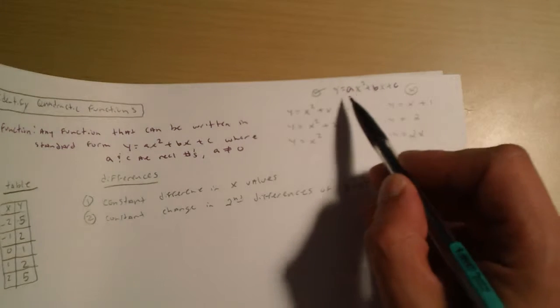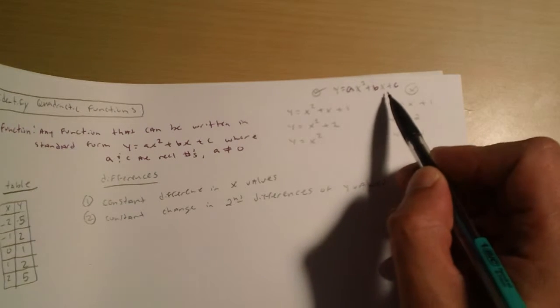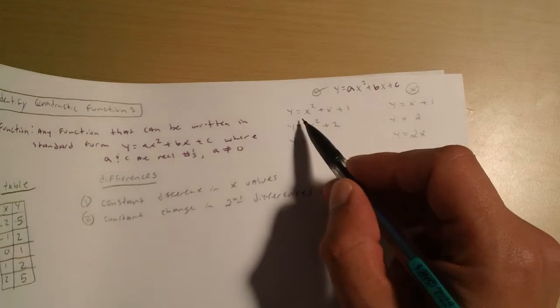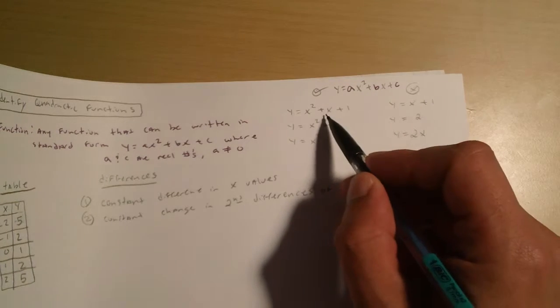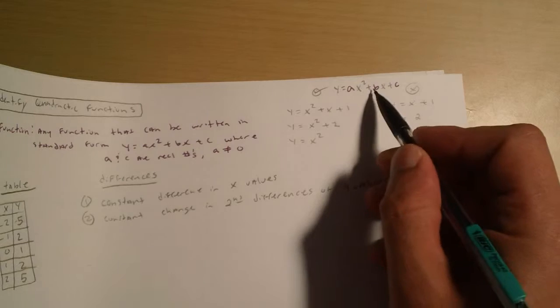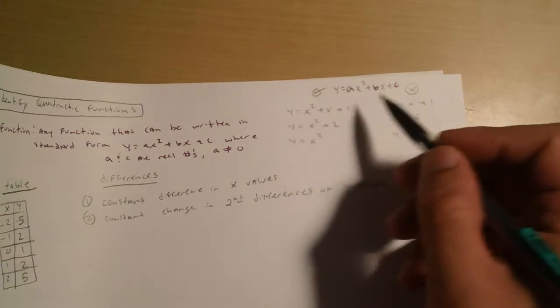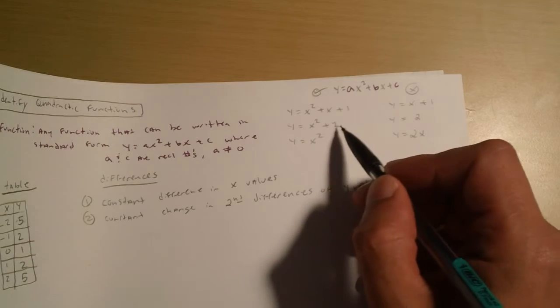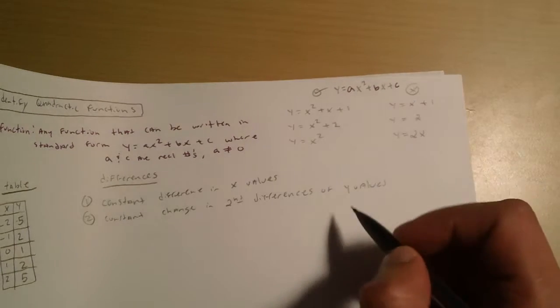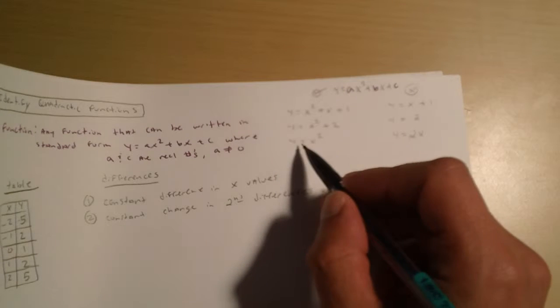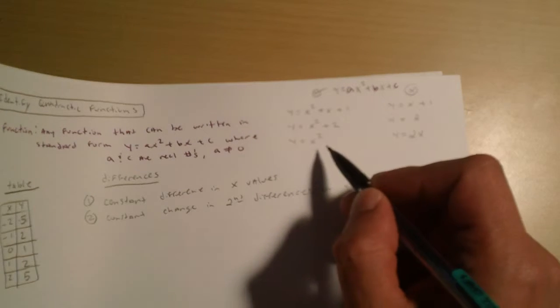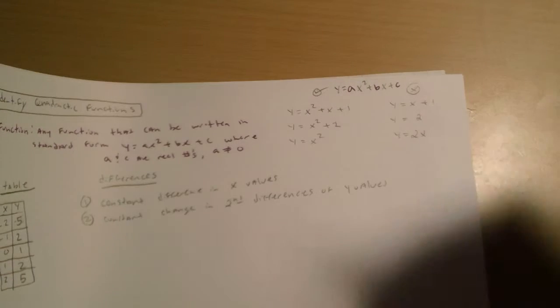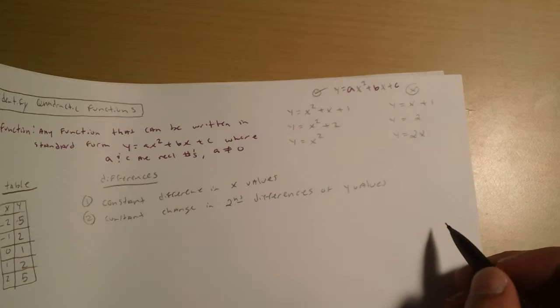Alright, so we have y equals ax squared plus bx plus c. Now y equals x squared plus x plus 1 satisfies this. A is not 0. Y equals x squared plus 2 satisfies it also. A is not 0 and c is a real number. And also y equals x squared. It's really important that a cannot equal 0. As long as a is a number other than 0, it's most likely a quadratic function.